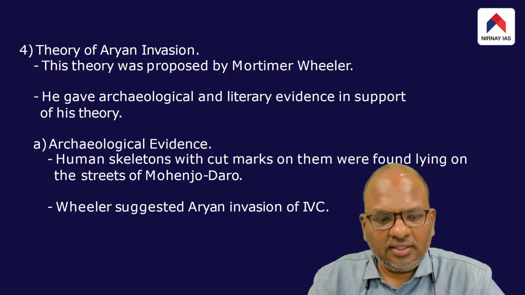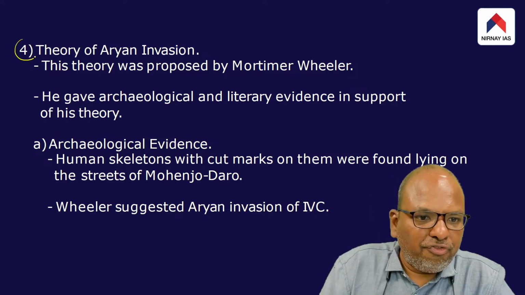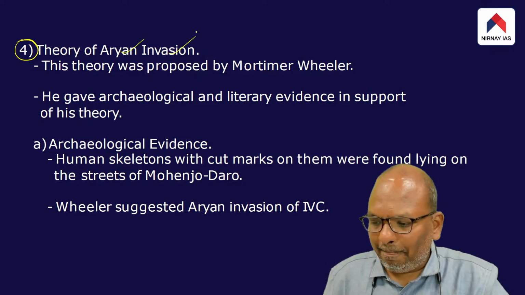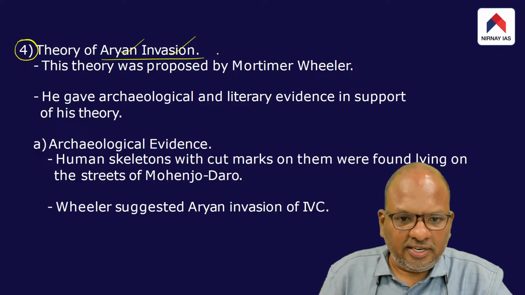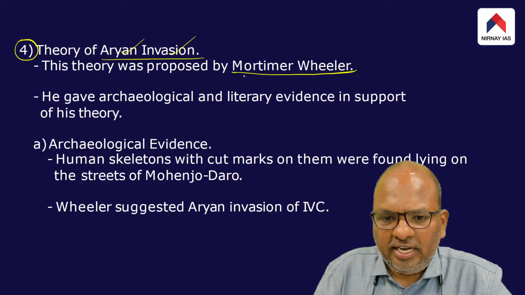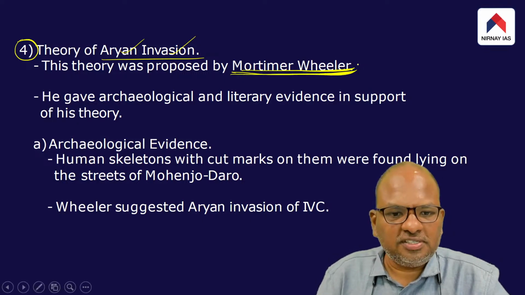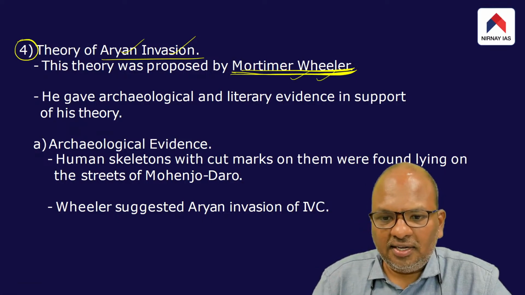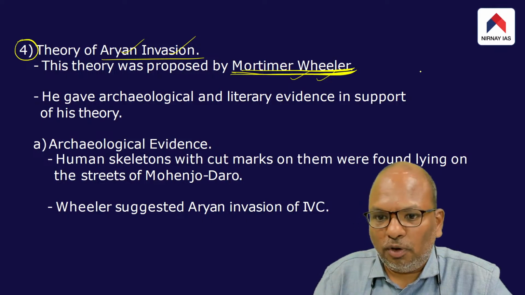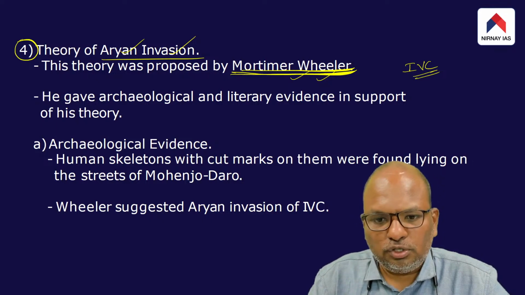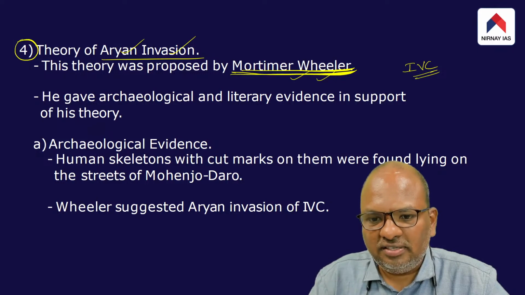So that's about the third theory. Come to the fourth theory, that is the Aryan invasion theory. This theory was proposed by a scholar by the name Mortimer Wheeler. The name is important. Remember, Mortimer Wheeler presented this. So basically, Wheeler held the Aryan invasion responsible for the decline of the Indus Valley Civilization.